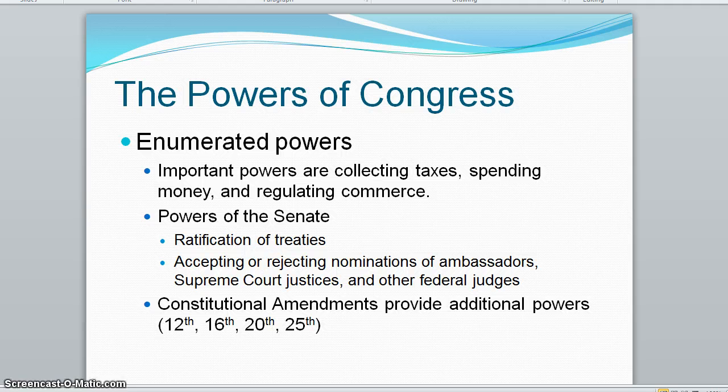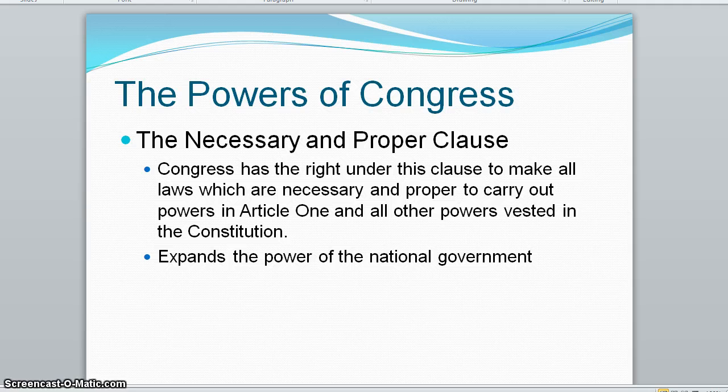It also must accept or reject presidential nominees such as Supreme Court justices, federal judges, and ambassadors. Congress has been awarded additional powers through various amendments to the Constitution. For example, they're able to certify presidential elections, determine the acting president or vice president in case of death or incapacitation, or levy an income tax.